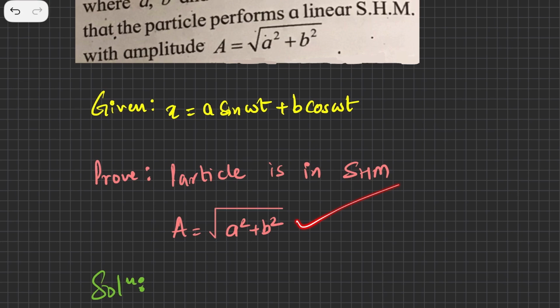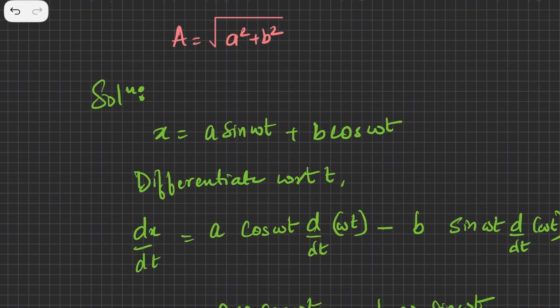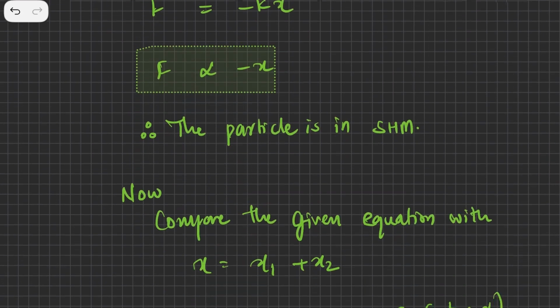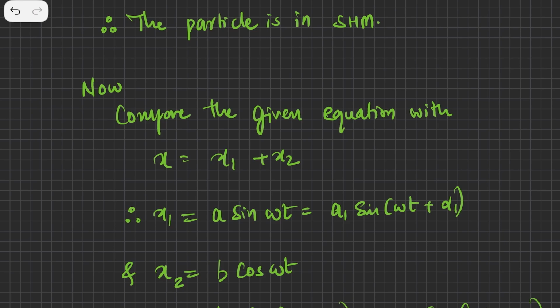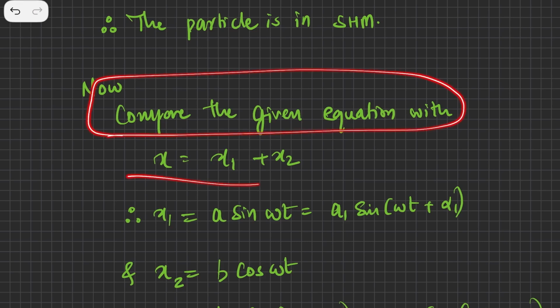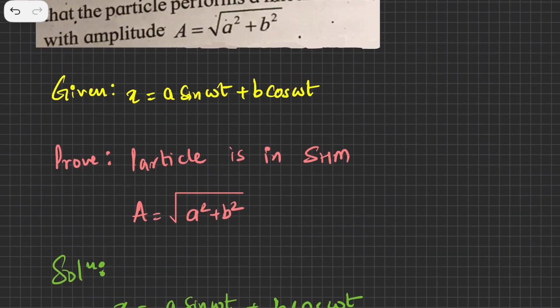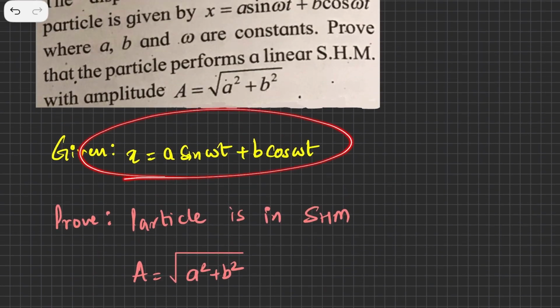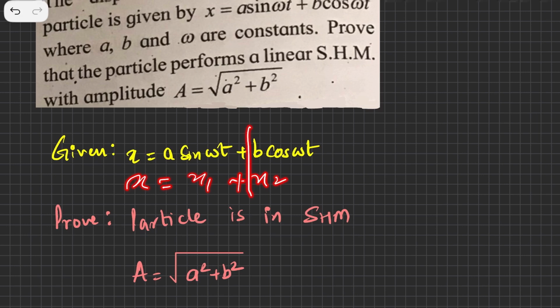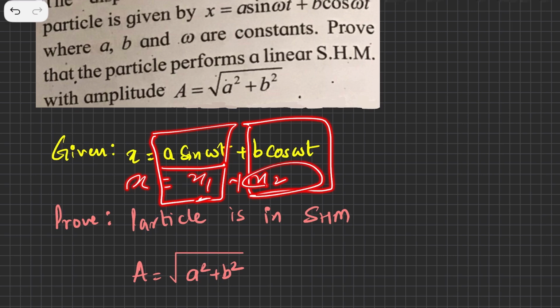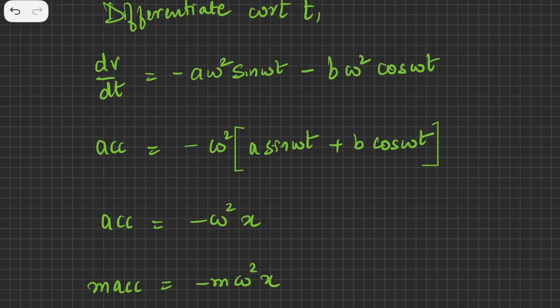And the last part is that the amplitude is equal to root of a square plus b square, the resultant amplitude. So let's just quickly do that. I am comparing my given equation with x is equal to x1 plus x2. That implies that this term is equivalent and this term is equivalent. So x1 is equal to a sine omega t and x2 is equal to b cos omega t.